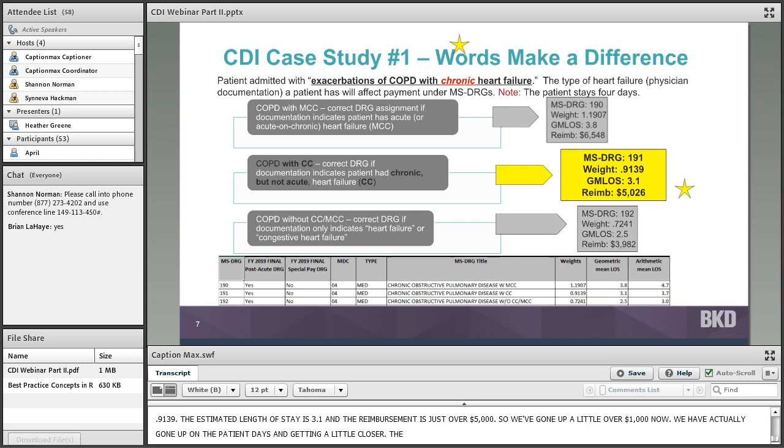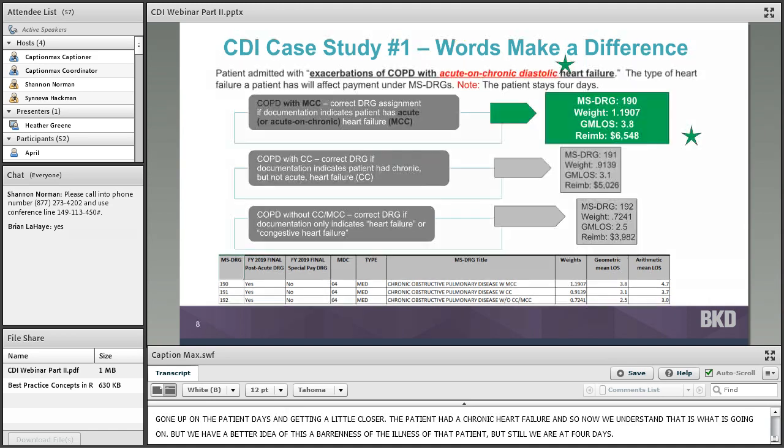We've actually gone up on our patient days. We're getting a little closer. Patient had chronic heart failure, so now we understand that's what's going on. So we have a better idea of the severity of illness of that patient. But still, we're at 4 days. So what's going on? We're not at that average. So what can we do about that?